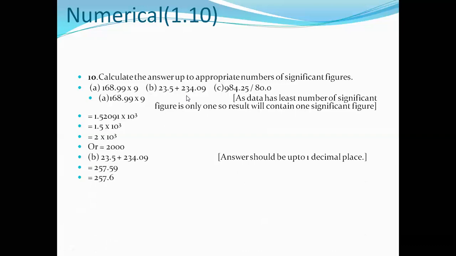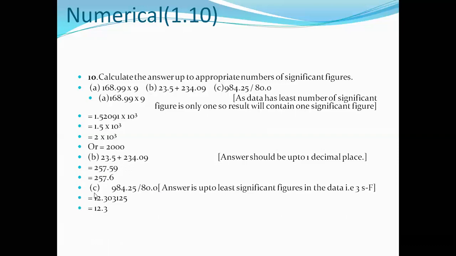Part B, 23.5 plus 234.09. The answer should be up to one decimal. Why? Because we have only one decimal in the first quantity, and because we are in addition, we have to take the least number of decimals present in the quantities. So it will be 257.59, but we have to go up to only one decimal. We won't take these two decimals, we round it off, and it will be 257.6.